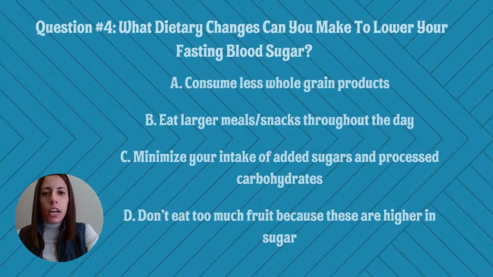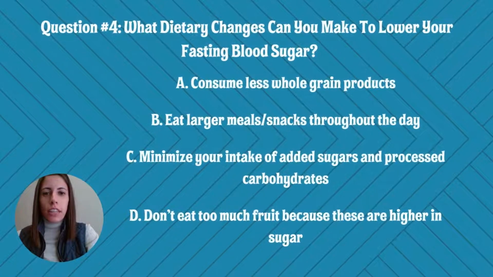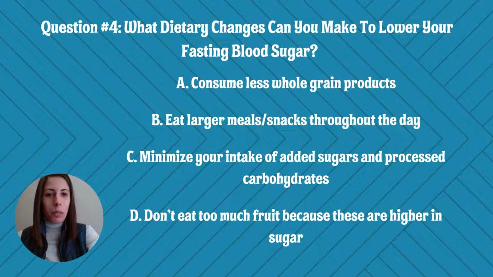All right, so our question number 4 here for our next knowledge break is what dietary changes can you make to lower your fasting blood sugar? A, consume less whole grain products. B, eat larger meals and snacks throughout the day. C, minimize your intake of added sugars and processed carbohydrates. Or D, don't eat too much fruit because these are higher in sugar.